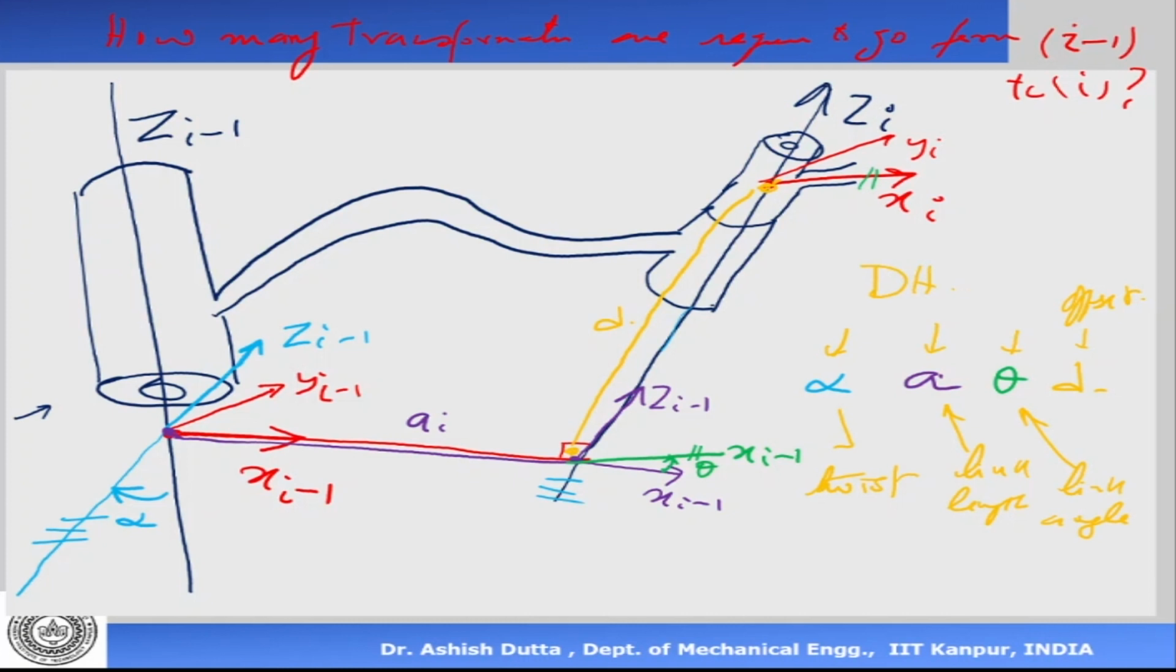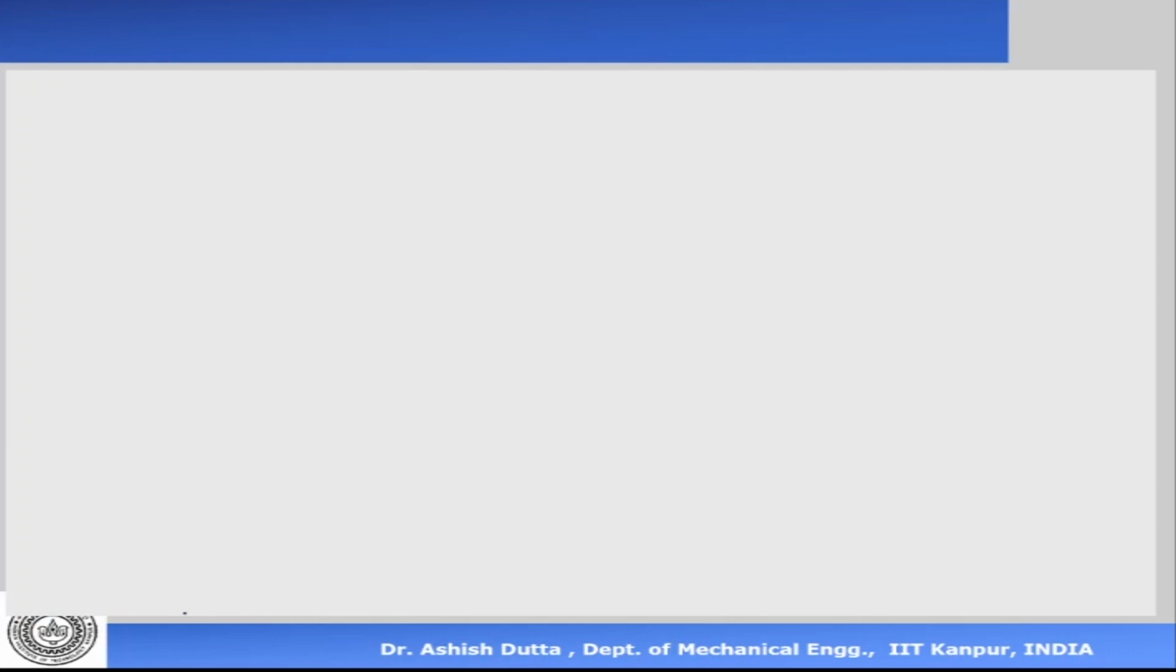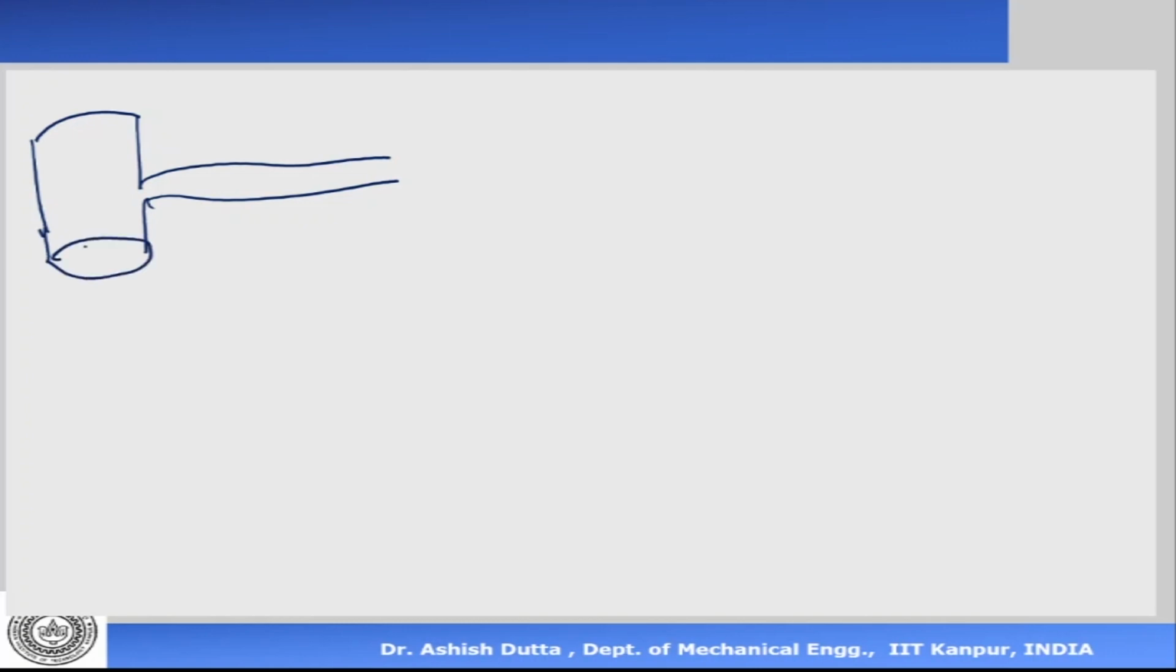So how are they defined? Let me go through this again, because this is a little tricky to understand, but once you understand it, there is no problem. Let me draw it again here. This is a link which has any shape, and this is the next link. The next link is in that direction.